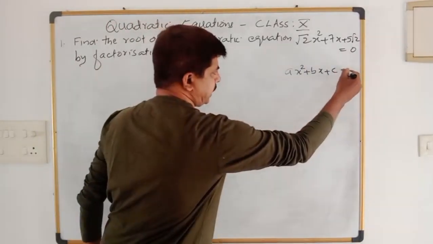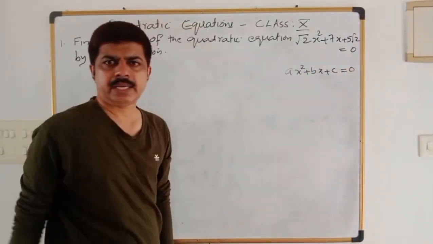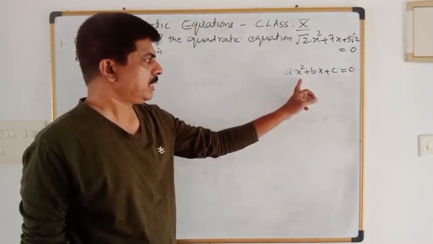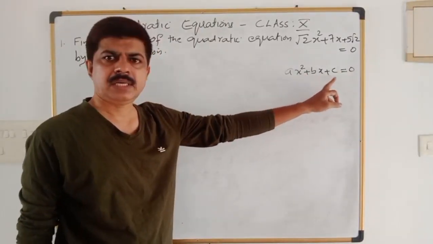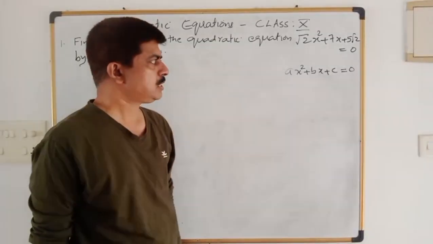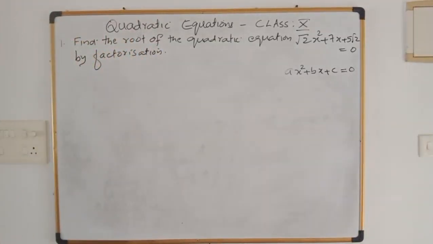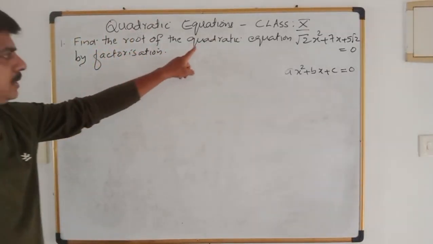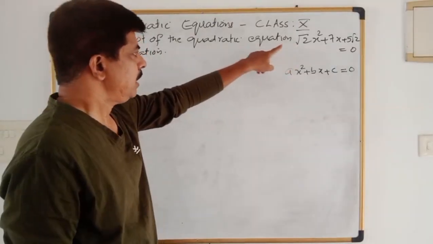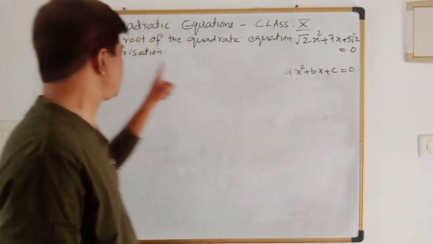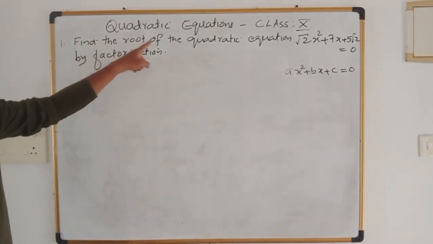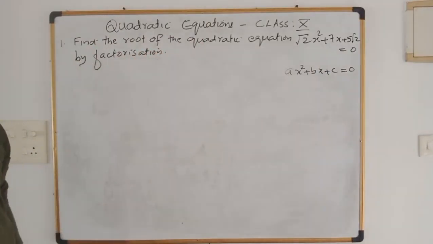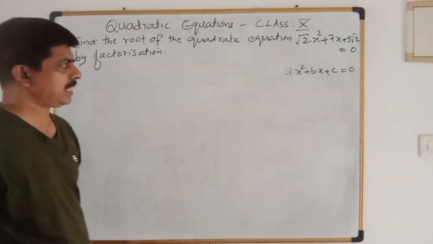So if you put this equal to 0, it is a quadratic equation. This is the general form of a quadratic equation: ax square plus bx plus c is equal to 0. So we have to find the roots of the quadratic equation. Find the roots of root 2x square plus 7x plus 5 root 2 by factorization. This is our first question.